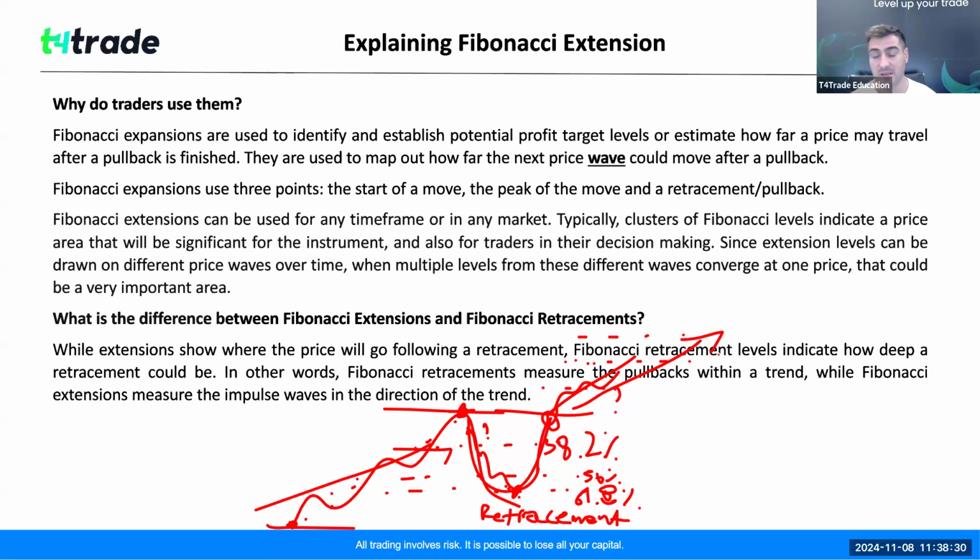Now, since extension levels can be drawn on different price waves over time, when you see multiple levels overlapping or converging at one point in time or at one price, that could be a very important area. Imagine you have drawn a Fibonacci extension level on the A to B scale on the Elliott wave. Let's just say from here onwards.